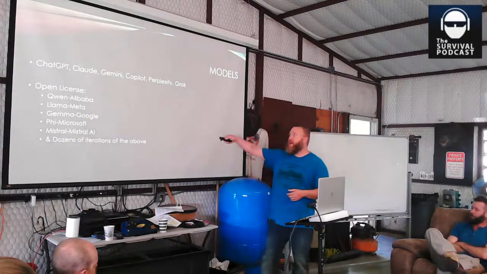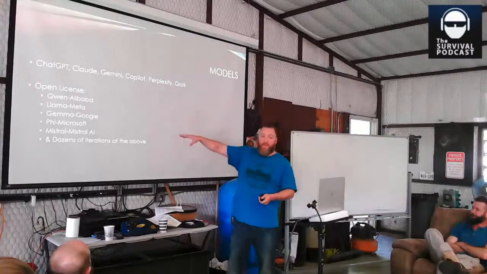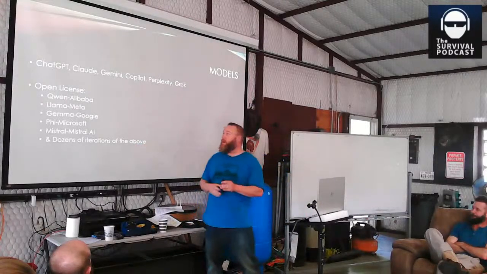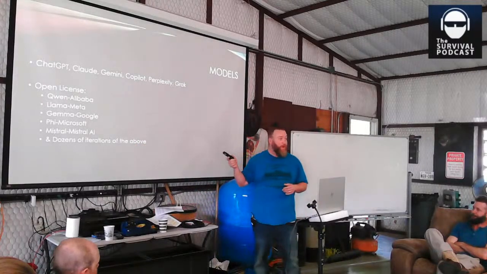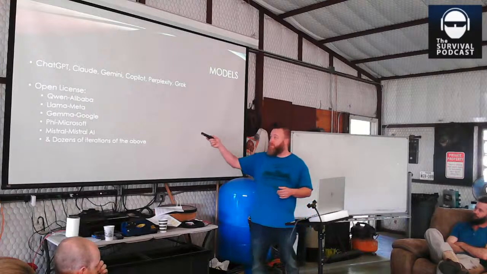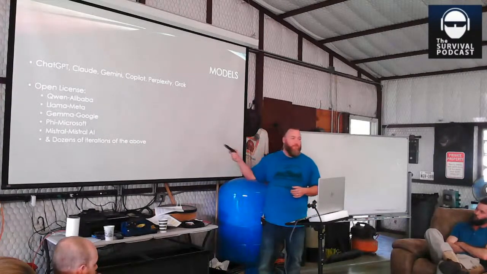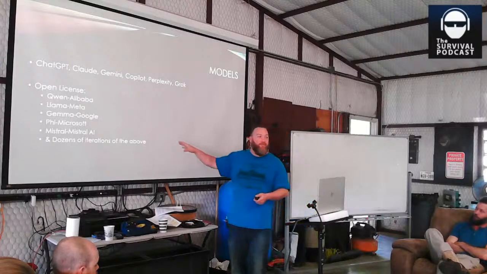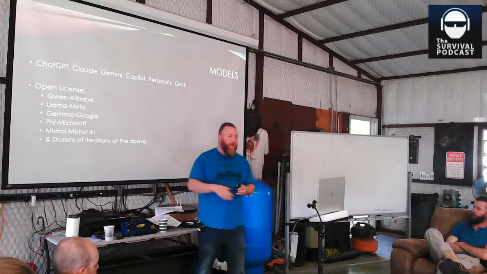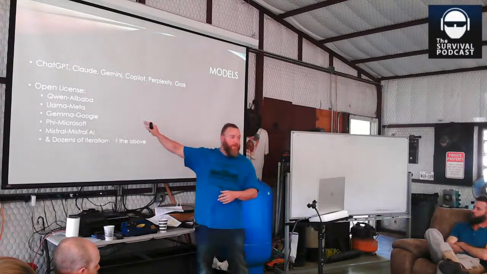Okay. Then you've got some open license models. And these are my personal favorites. You've got Qwen, which was programmed by Alibaba, Llama, which was Meta, Gemma, which was Google, Phi from Microsoft, and Mistral from Mistral AI. And then you've got a bunch of different iterations of these.